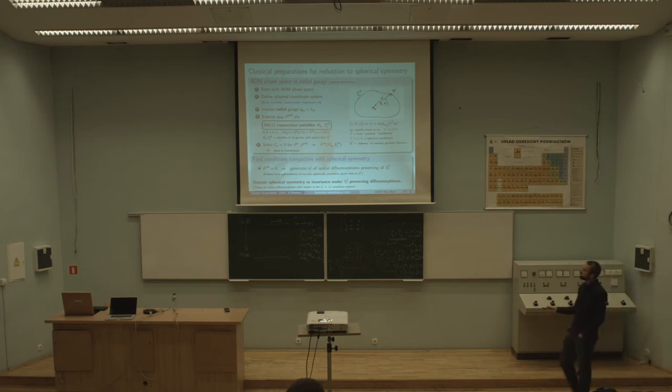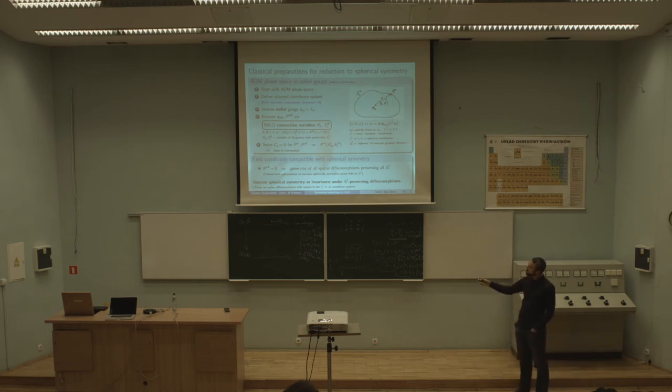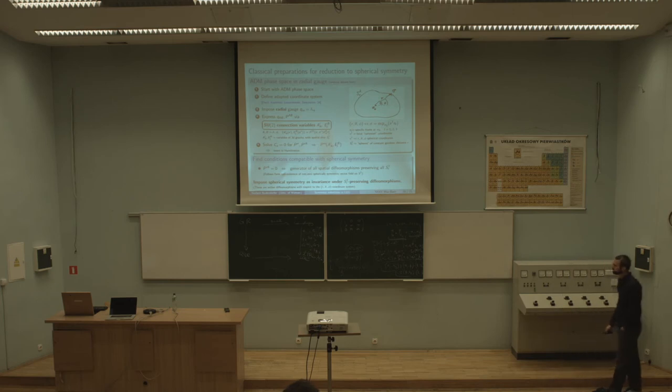So the statement here is you can impose spherical symmetry as invariance under S^2(r)-preserving diffeomorphisms. And to stress it again, these are not the gauge diffeomorphisms that we had in GR. These are active physical diffeomorphisms with respect to a physical coordinate system that you have chosen in the beginning.